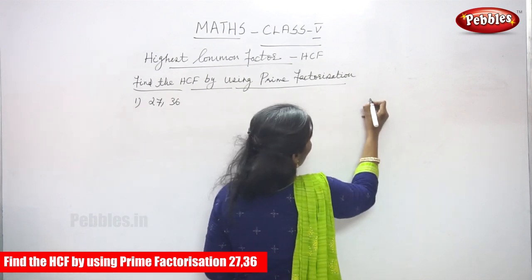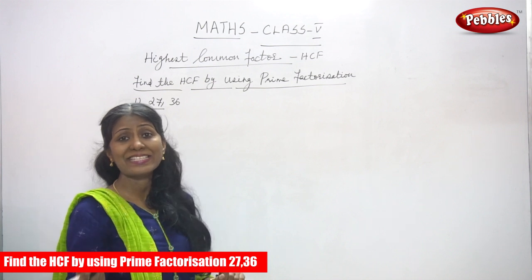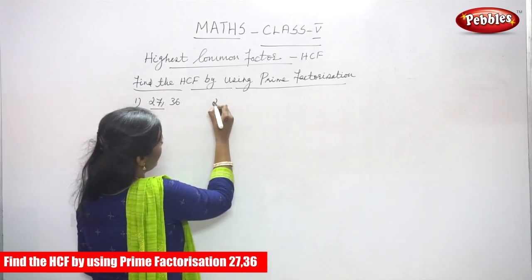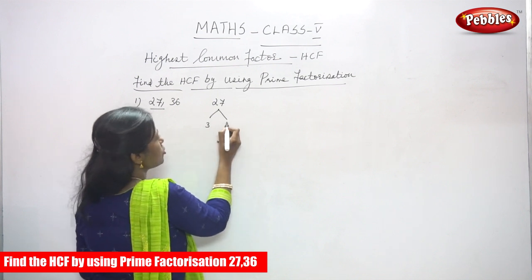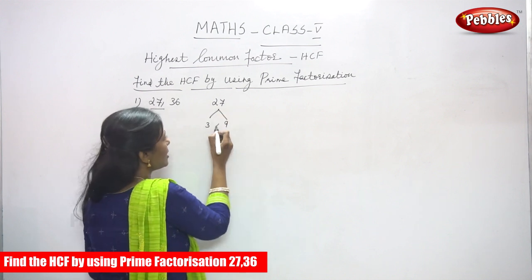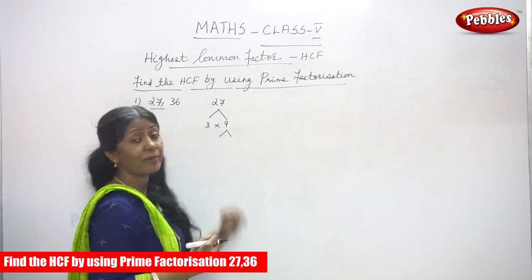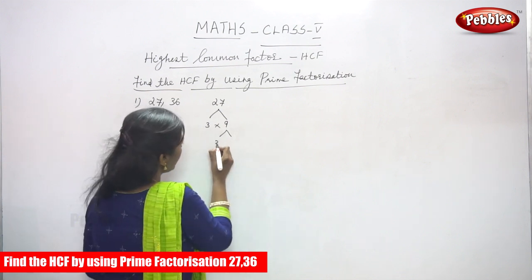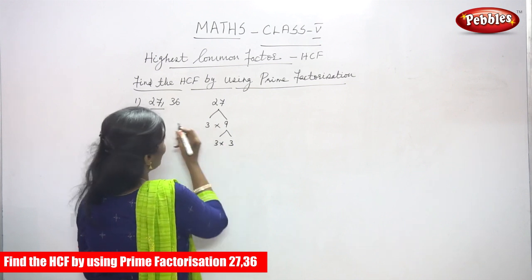27. So you have to find the factors of 27 first. After that, you'll go for 36. So this is the prime factorization method. For 27, 3 into 9. These are any two factors of this. 3 into 9, you can get 27. Again, you have to find the factors of 9. So 3 into 3, you can get it. So these are the factors of 27.